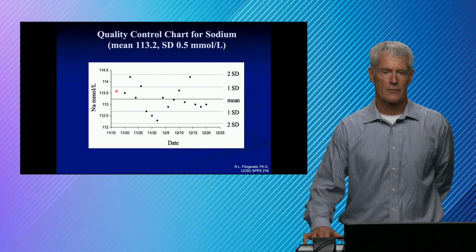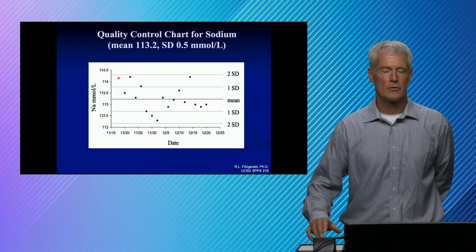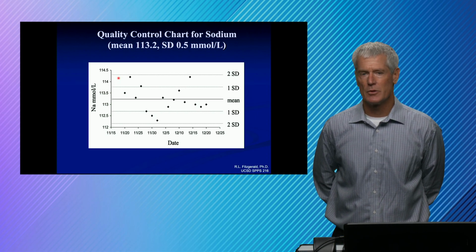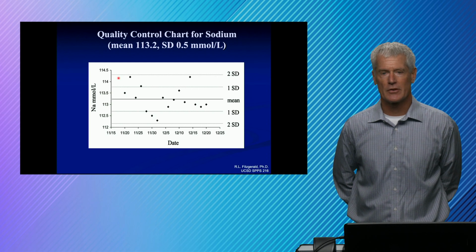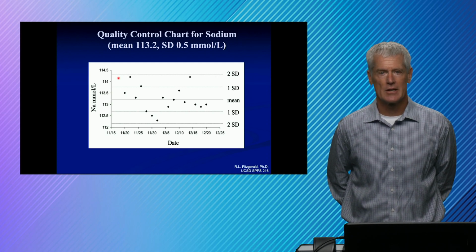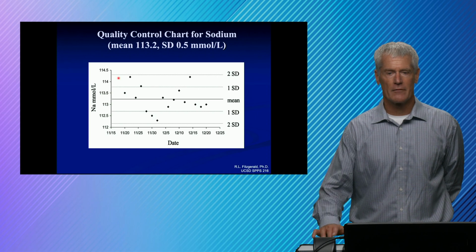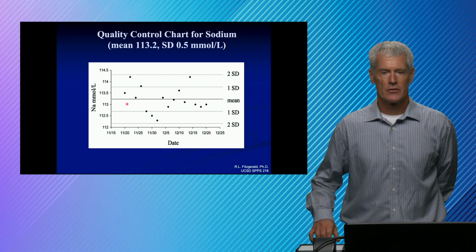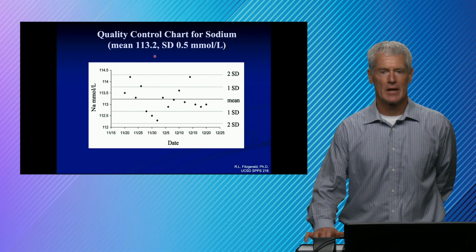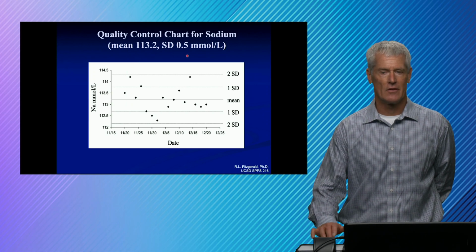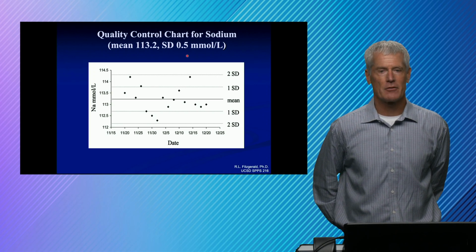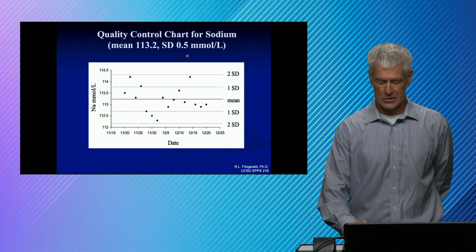The first dotted line would be 1 standard deviation above. The second dotted line would be 2 standard deviations above. We make the assumption that these are Gaussian distributions, and so the inner 95% is plus or minus 2 standard deviations. So 95% of our values should fall within that plus or minus 2 standard deviation range. We run that every day, and we get a mean and a standard deviation. In this case, the standard deviation for sodium, probably one of our most precise assays, is about 0.5 millimole per liter. So it's a very precise test.